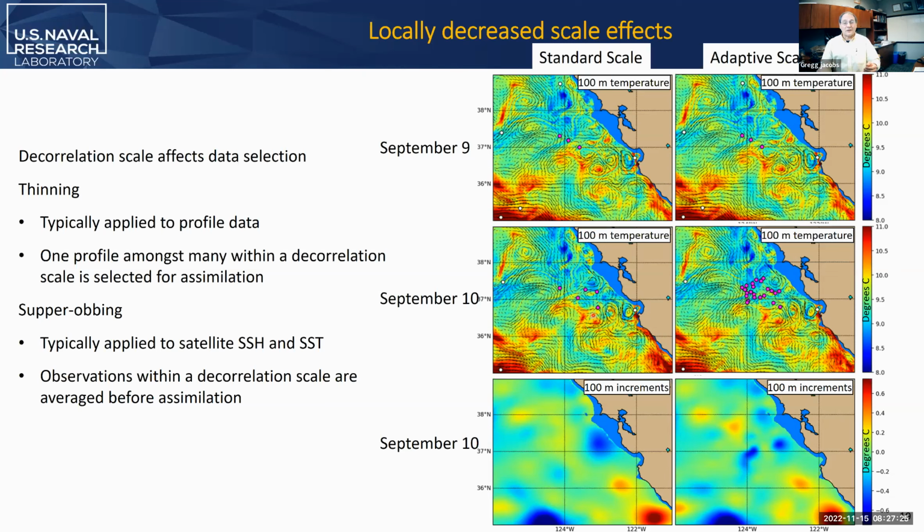Because the scales are larger in this experiment on the left, you can see on September 10th, there were maybe 5 glider profiles included. And on September 10th, with the reduced scale, it's including a lot more data because it thinks the scales are smaller. When you look at the increments at 100 meters depth, you see that the corrections to the model on that day are smaller scale in the adaptive assimilation than the regular assimilation. Great. It's doing exactly what we would want it to do at this point.